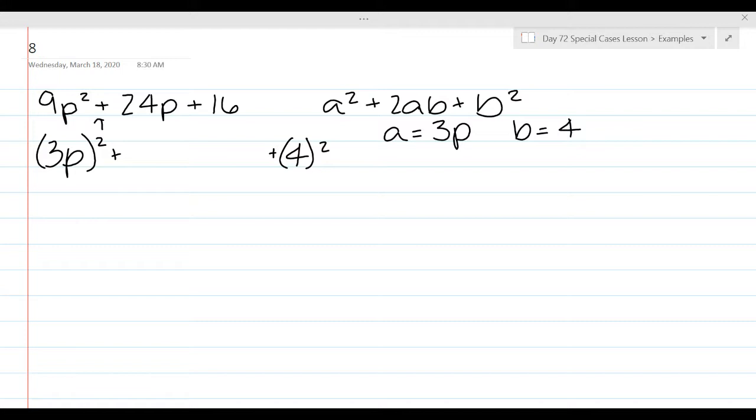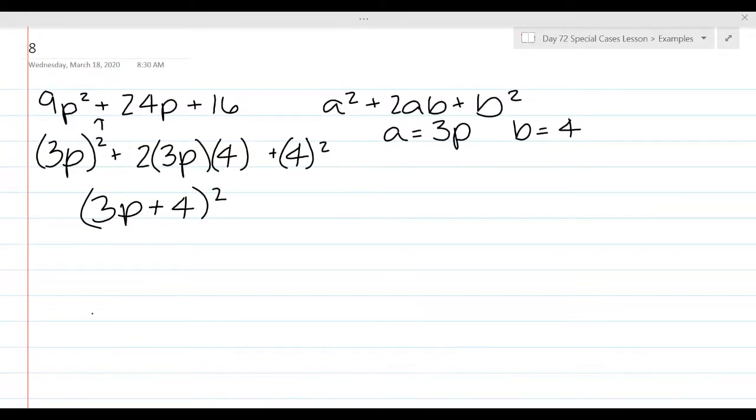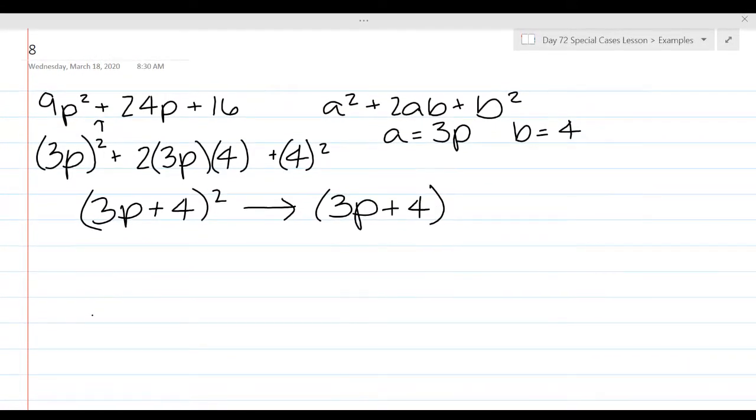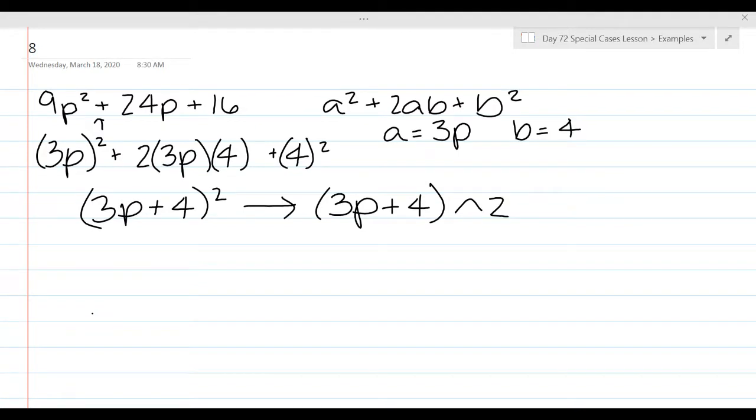Now we've got to rewrite the middle, make sure it multiplies to equal 24p. So we'd have 2 times 3p times 4. So 2 times 3p is 6p, times 4 is 24p. So we are good with our rewriting. So then we can factor, and we're going to get 3p plus 4 squared. For Google Forms, this is going to be parenthesis 3p plus 4 parenthesis, caret button, 2.